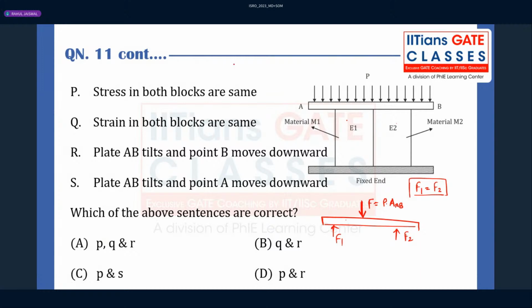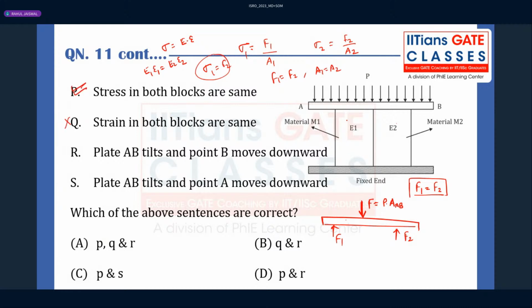Here one more thing you have to remember: when we find the stress value, we write F1 divided by area 1, that is the stress in the first material. Stress in the second material will be F2 divided by area 2. Here F1 and F2 are the same, and A1 and A2 are also the same. So we can say the stress is going to be the same. When the stress is the same, you know that according to Hooke's law, stress is directly proportional to strain. So definitely there is no chance of the strain being equal, right? Here E1 and E2 are unequal, so strain will not be equal, stress will be equal.